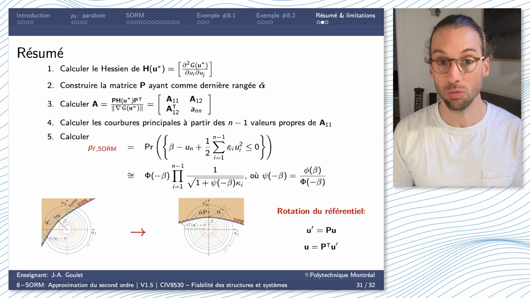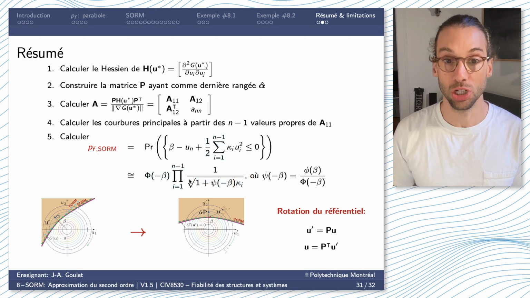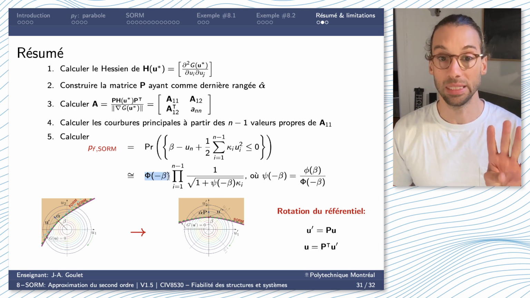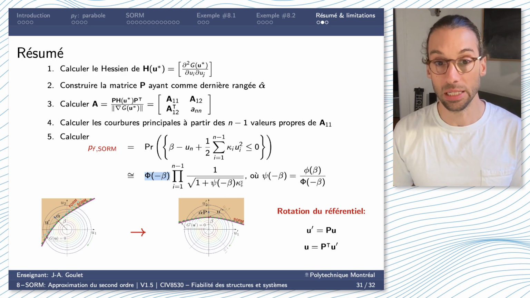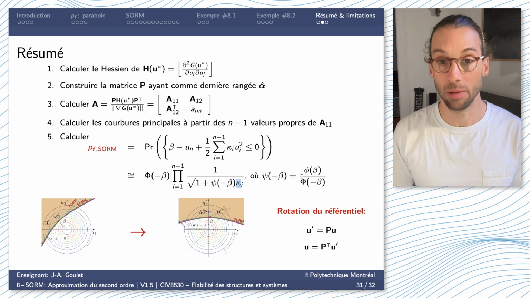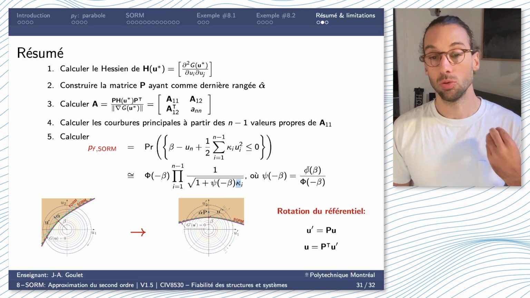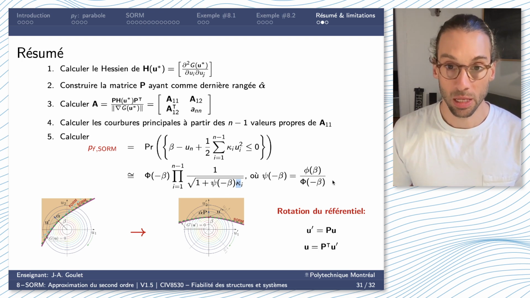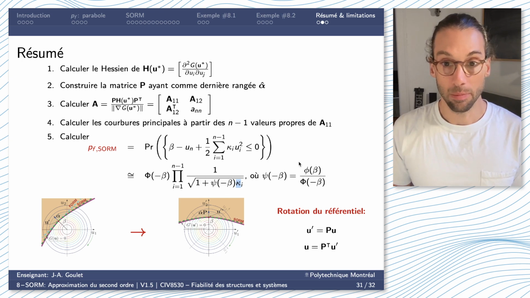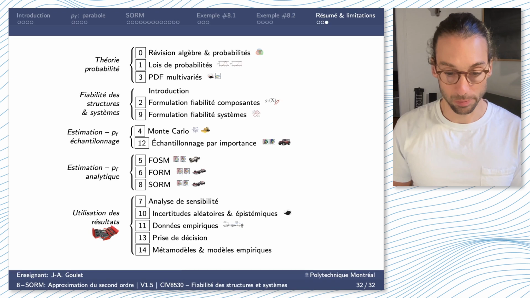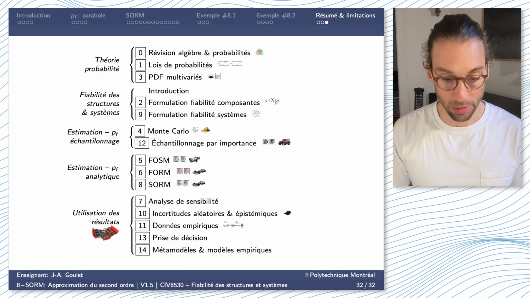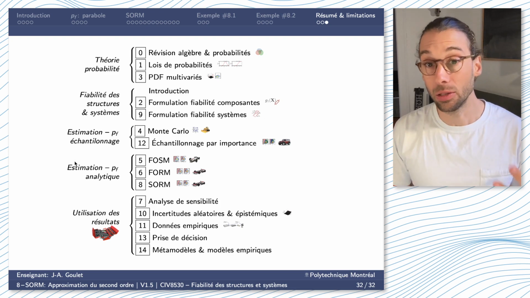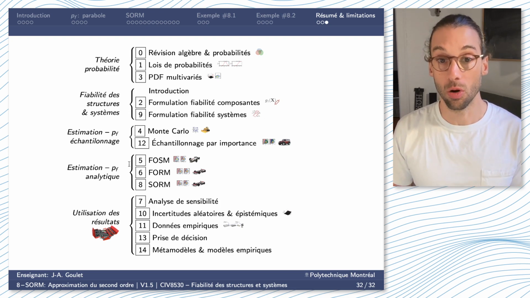And once we have the curvatures, we can directly approximate this term here using that simplified expression, which involves the FORM expression. So this is already what we have obtained with our FORM estimator that we're going to correct with these kappa i, where the psi, I remind you, is simply the ratio of the standard normal PDF of beta divided by the standard normal CDF of minus beta. And where that P matrix is that referential rotation. So that concludes what we wanted to see with those analytical estimation methods for our probability of failure.